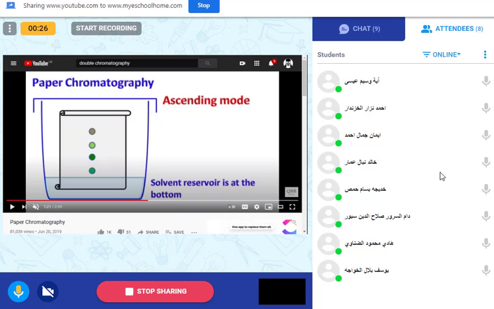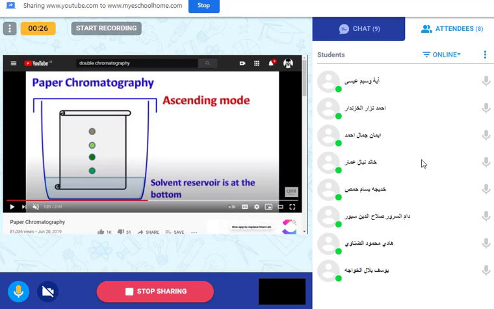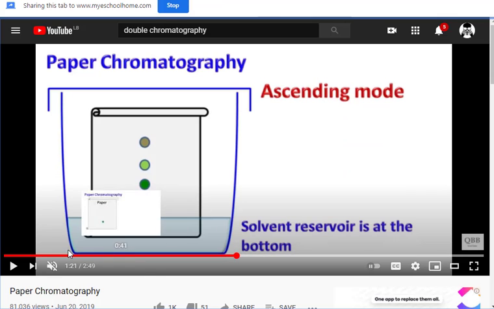So, everybody understand the concept now? How do I separate them? The liquid will carry them, but they will not move at the same speed together. They will move at different speeds. Why at different speeds? Because it is the smallest amino acid. Let me continue.